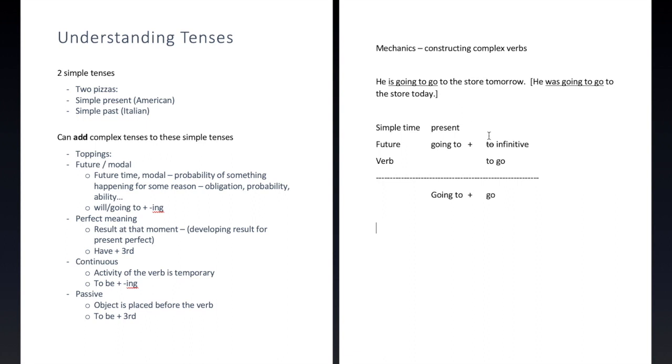All right, so let's say we want to make this a little bit more complex. Let's pick another sentence and add another layer of complexity to it. Let's add the continuous to it. He is going to be walking to the store at this time tomorrow. So what do we have in our verb construction here? He's going to be walking. So this is the verb construction.